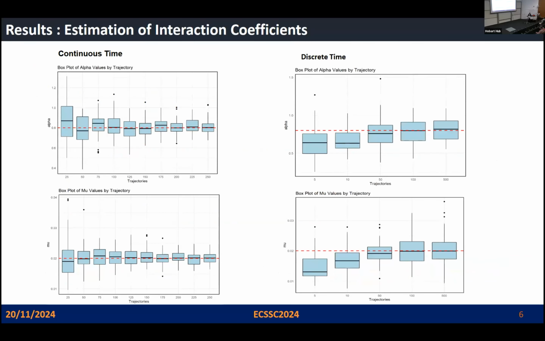And these are the results that I have obtained from the simulation. Here I did it for 50 replications and for each trajectory. As you can see here, the likelihood functions perform well. And you can see when we increase the number of trajectories, it shows good estimation results.